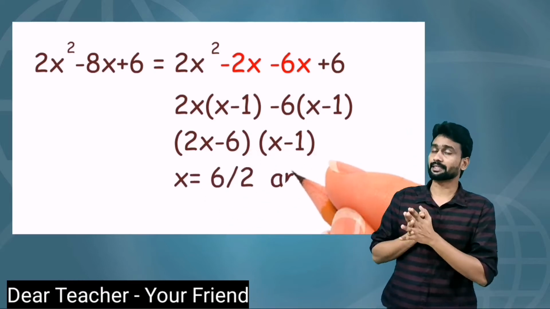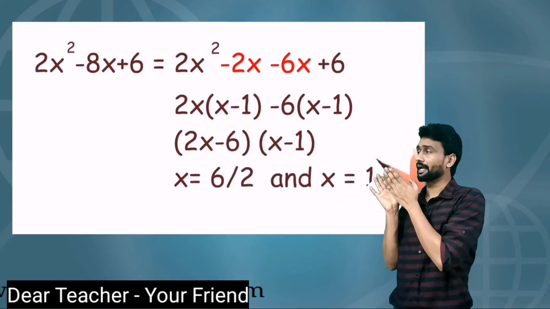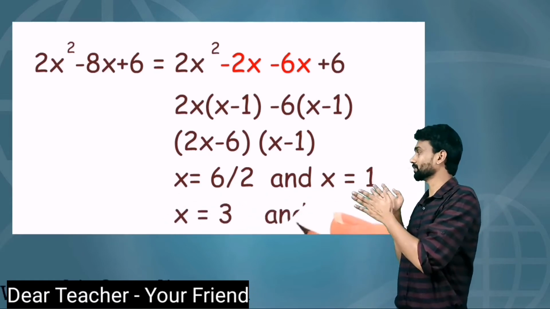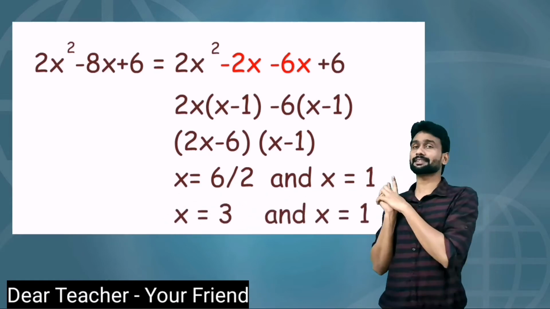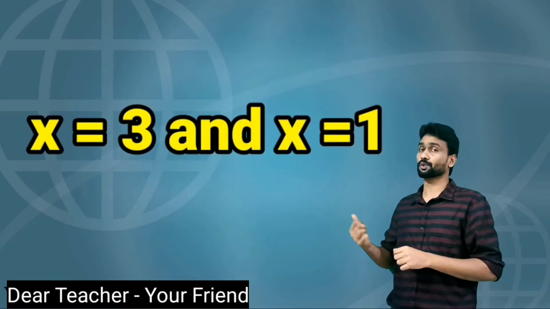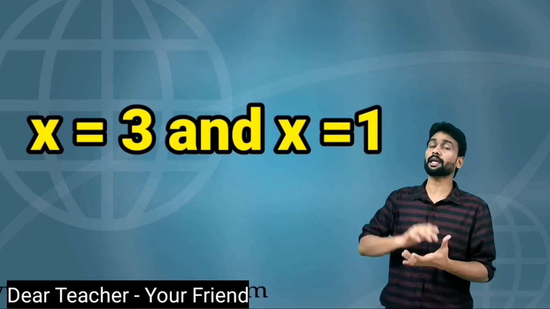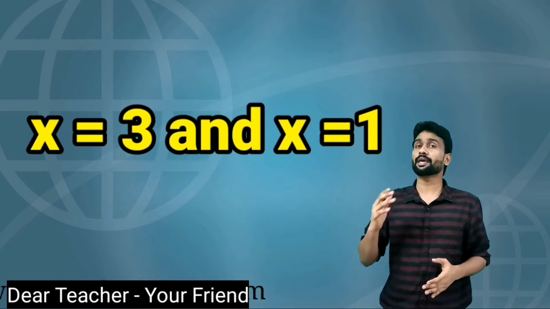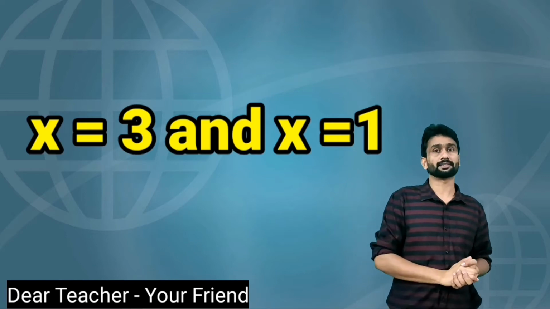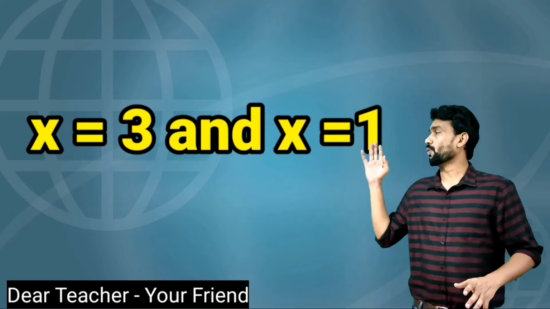So 2x minus 6 and x minus 1. Now we know x equals 6 by 2 and x equals 1. 6 by 2 means 3. So x equals 3 and x equals 1. These are the zeros. What are the zeros? x equals 3 and x equals 1 are the zeros of that quadratic polynomial. Now we can see the relationship between zeros and their coefficients. The zeros are 1 and 3.